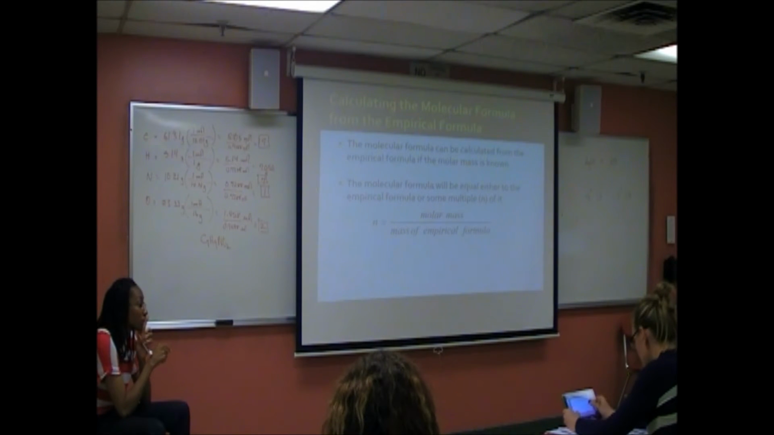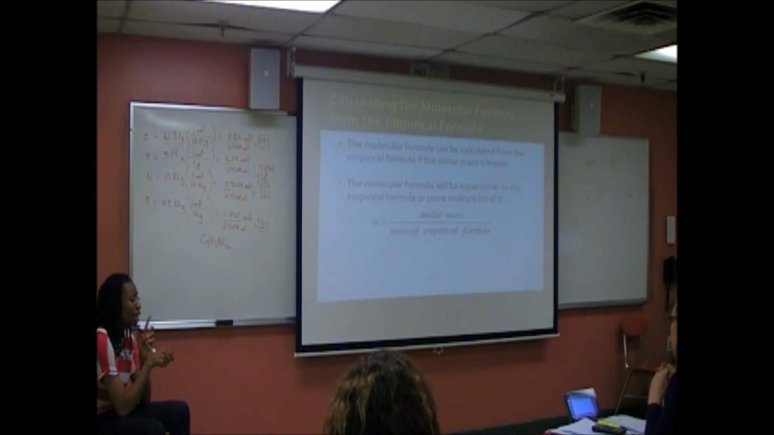Say for H2O, the molar mass is 18, and the empirical mass of H2O is also 18. 18 divided by 18 is 1. I multiply that by the subscripts of my empirical formula to get the same thing. So H2O is H2O.